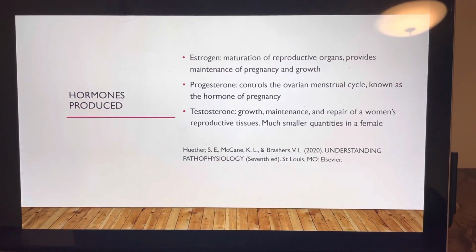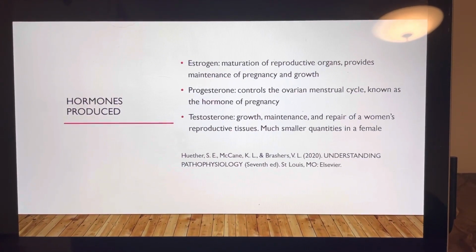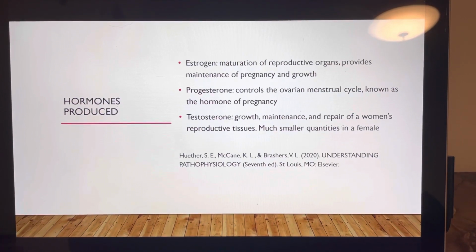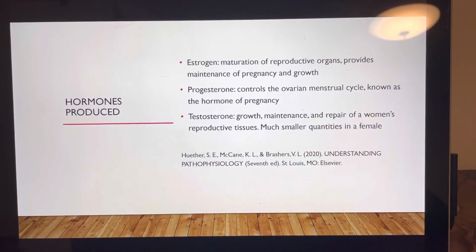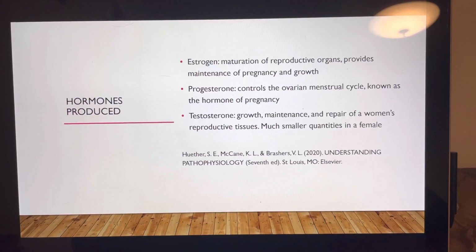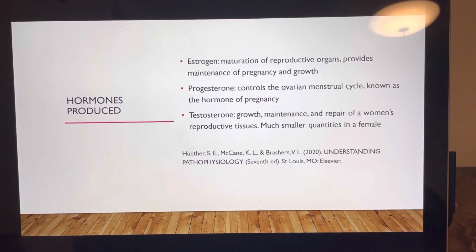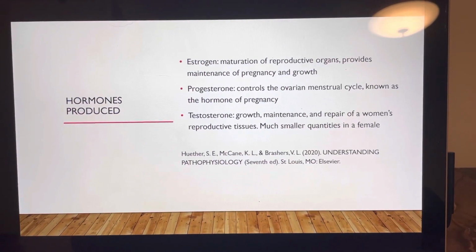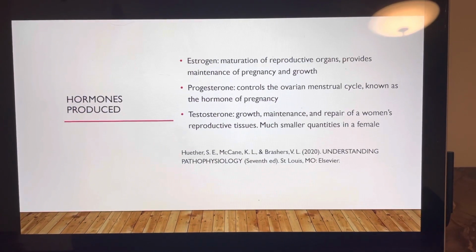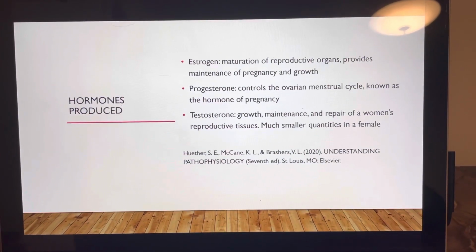The hormones produced by the female reproductive system are estrogen, which is responsible for the maturation of reproductive organs. This provides maintenance of pregnancy and growth. Progesterone, which controls the ovarian menstrual cycle. This is known as the hormone of pregnancy.